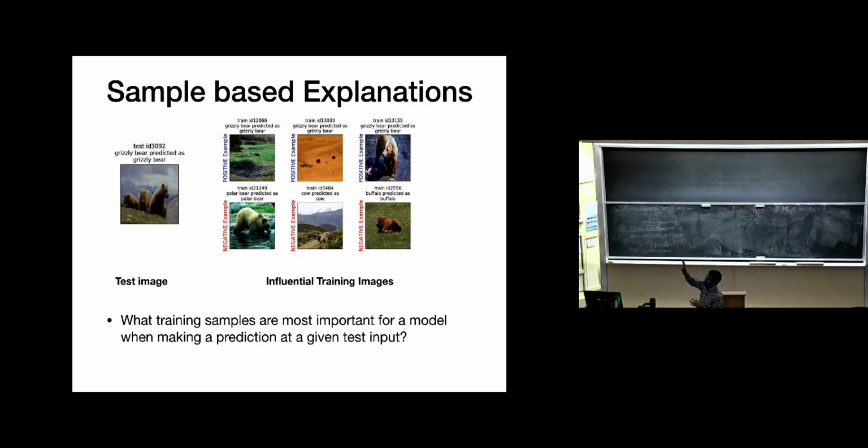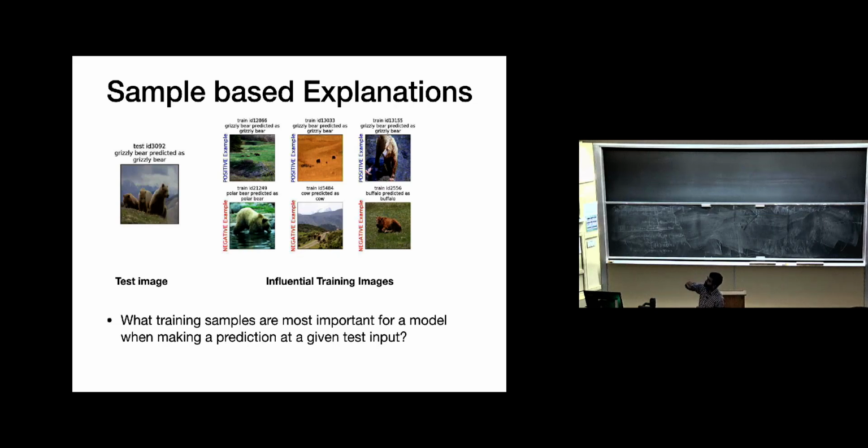And so on the right, you have the influential training images in the training data set that were most influential for the model in arriving at its decision. Okay? And so here you can talk about positively influential as well as negatively influential. Right? So positively influential would be examples potentially of polar bears, right? Where having seen those images would have resulted in this model being more likely to predict this particular test image as a grizzly bear, right?